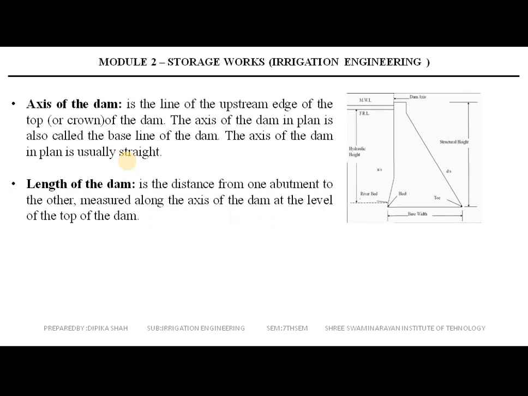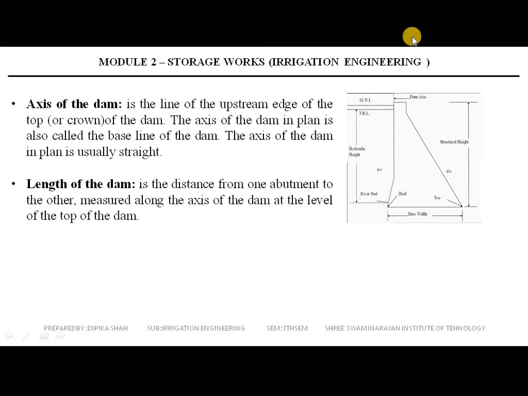Second is the length of the dam. So the length of the dam is the distance from one abutment to the other measured along the axis of the dam at the level of the top of the dam. So you can see this length of the dam, right? So it is the usual practice to mark the distance from the left abutment to the right abutment.